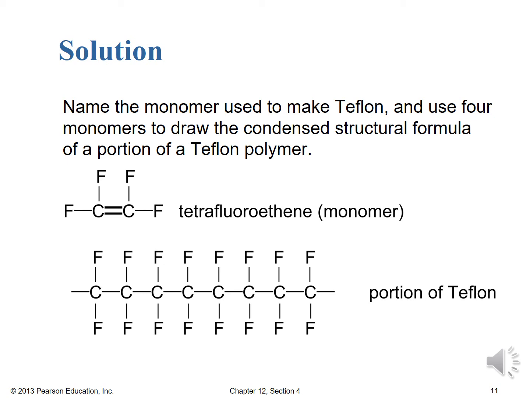Okay, so there it is. Tetrafluoroethene is the monomer that we use. And if you took 4 of those and combined them together with just a dash at the beginning and the end to indicate that it goes on and on for many, many more species, well, 4 of those should give you a total of 8 carbons. And we see here, if we start at the left, we have 1, 2, 3, 4, 5, 6, 7, 8.